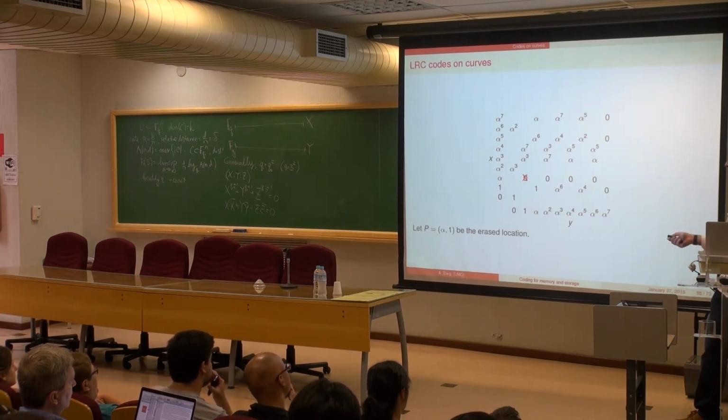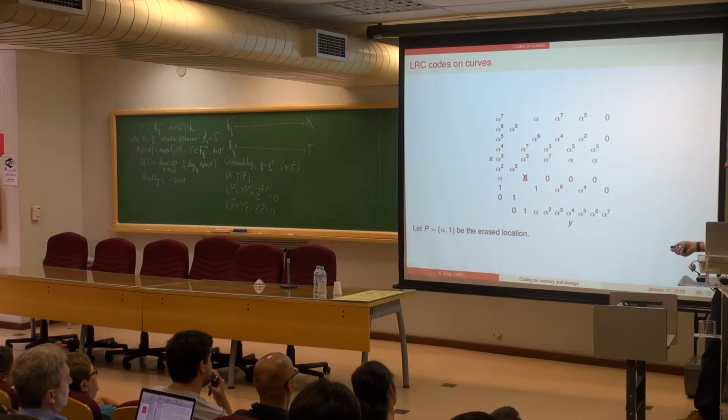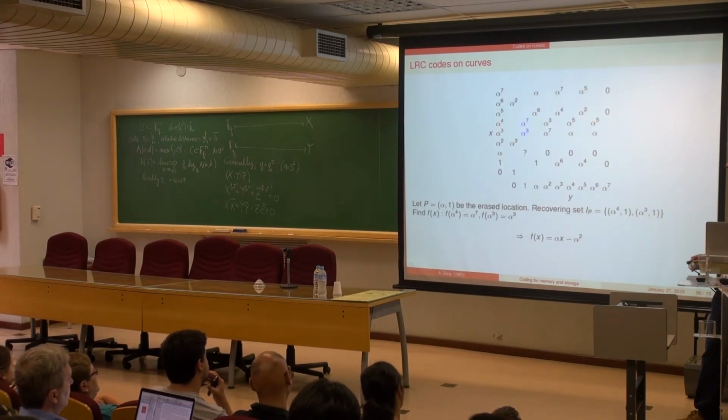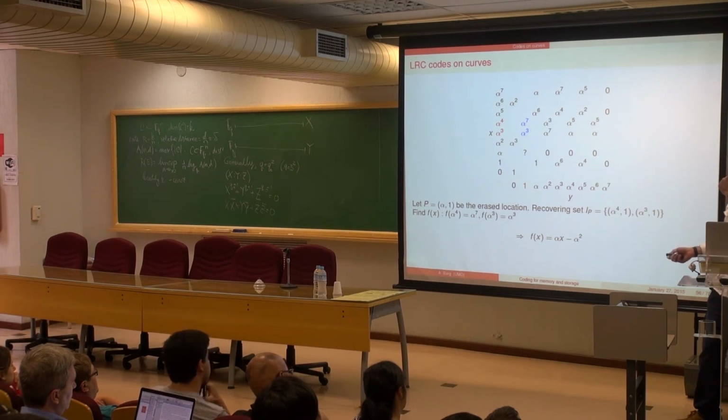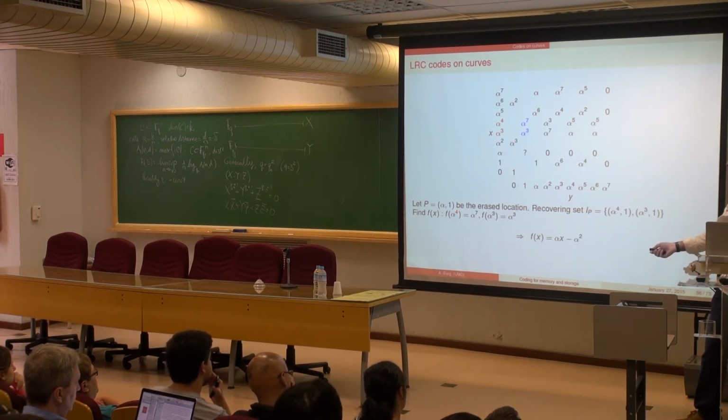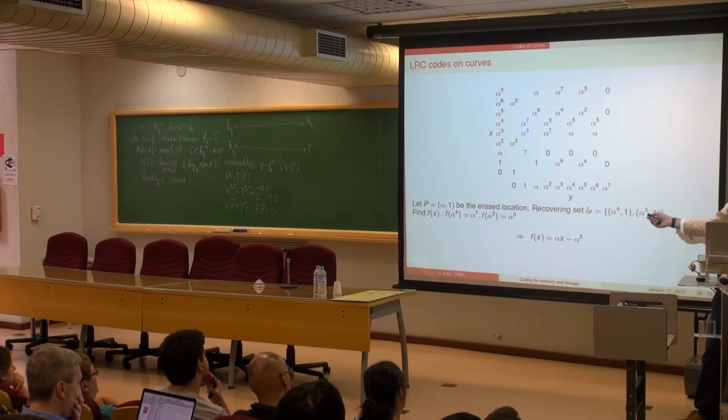Let us say this thing is erased, the point alpha 1. The recovering set consists of these 2 points, (alpha 4, 1) and (alpha 3, 1). Interpolate a univariate polynomial. Why univariate? Because y is fixed. Interpolate a polynomial in x. So we want f(alpha 4, alpha 7), f(alpha 3, alpha 3).